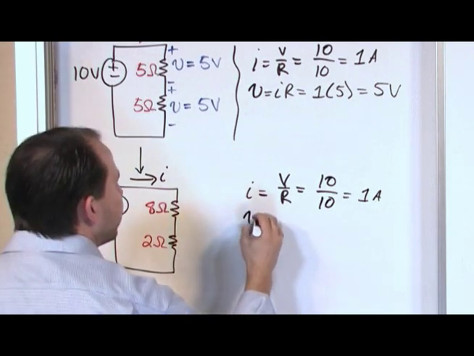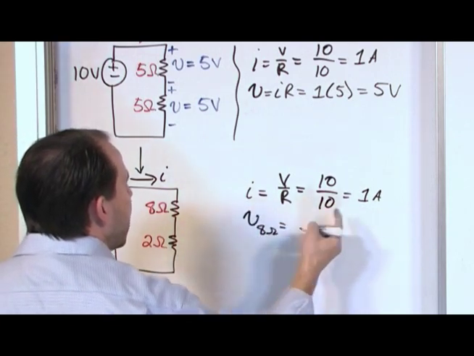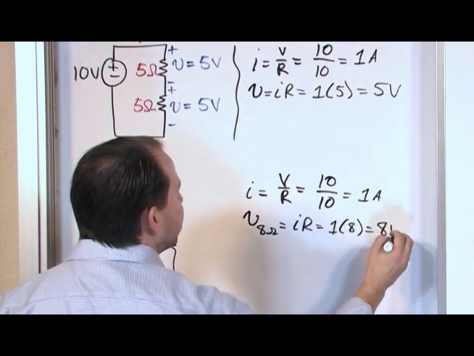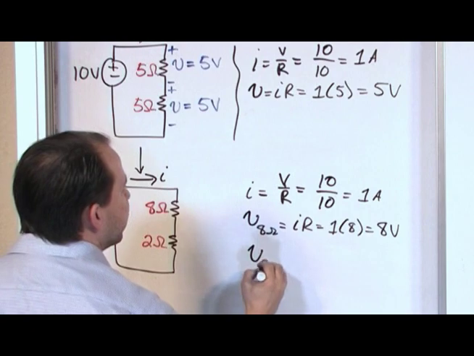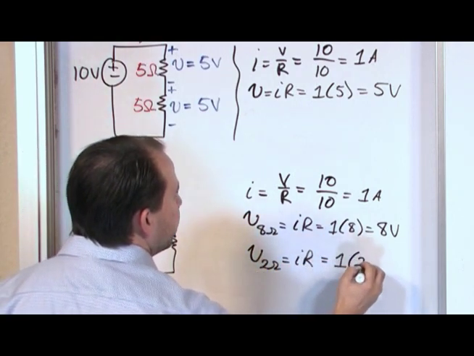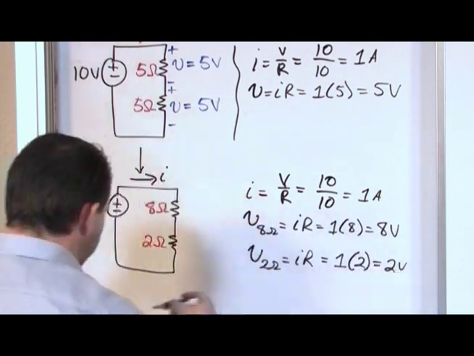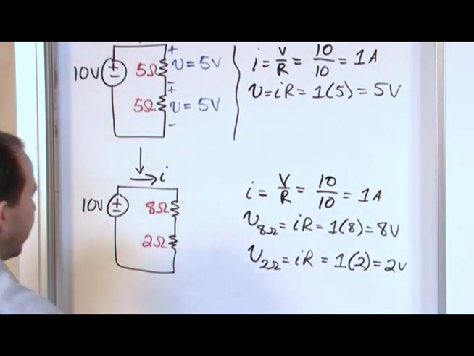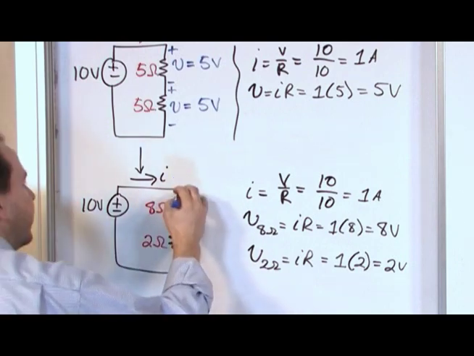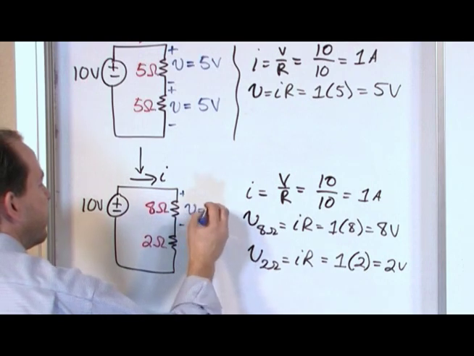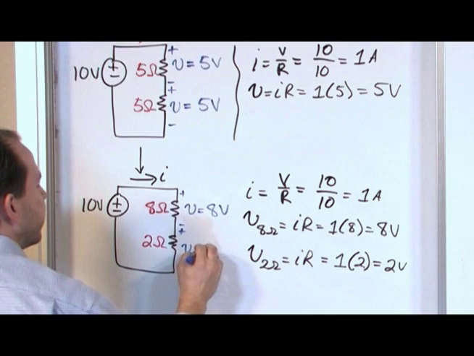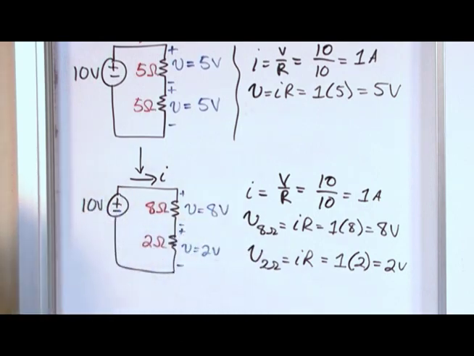So the voltage across the 8 ohm resistor is IR, which is 1 amp times 8 ohms, which is 8 volts. And the voltage across the 2 ohm resistor is IR, and it's 1 amp flowing through it, times 2 ohms, is 2 volts. So what I've really done here is I've proven to you that the voltage drop, if I were to draw it here, this voltage drop is 8 volts. And this voltage drop is 2 volts. But they have to sum to 10 volts, and that's the way it always is.